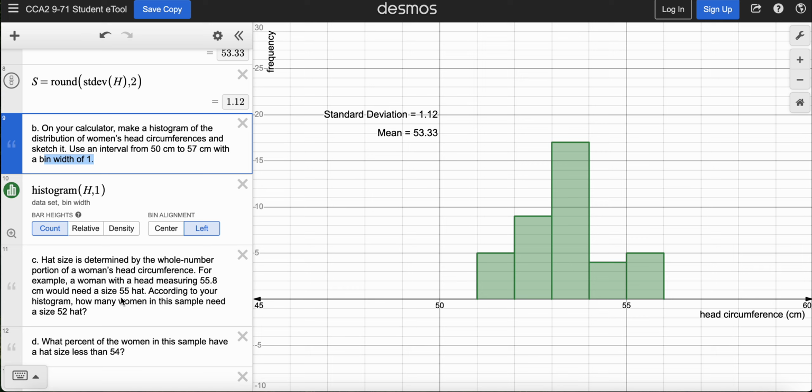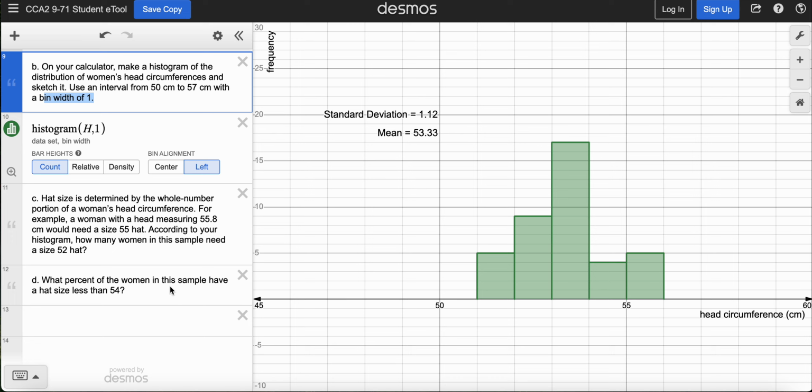According to your histogram, how many women in the sample need a size 52 hat? First of all, we have to figure out which column we are looking at. This first column that's blank represents 50 to 51. This next one represents 51 to 52, but that's not what we're looking for. We're looking for 52 to 53, because anybody with that sort of number, 52.7, 52.1, is going to wear a size 52 hat. So this column is what we're looking at. According to the histogram, how many women need that size? It would be 9 because we have 9 people represented in this group. And I can see that because over here off to the side, I can see that that's 10.